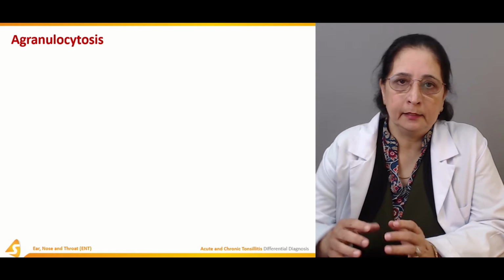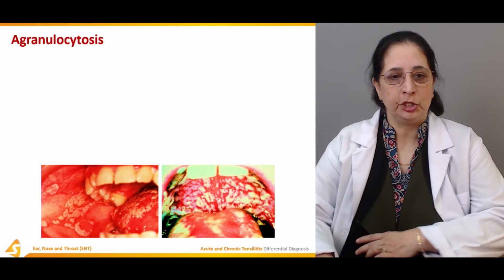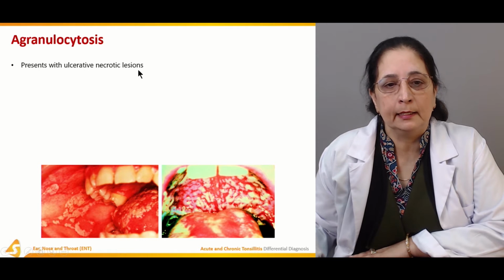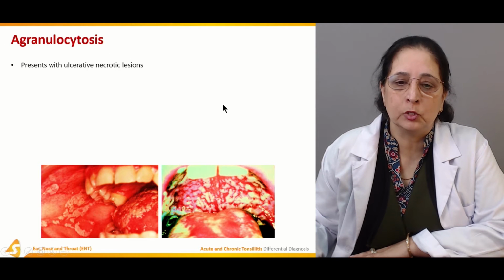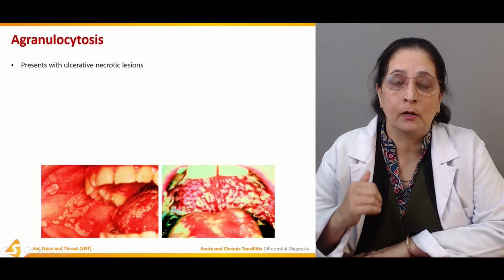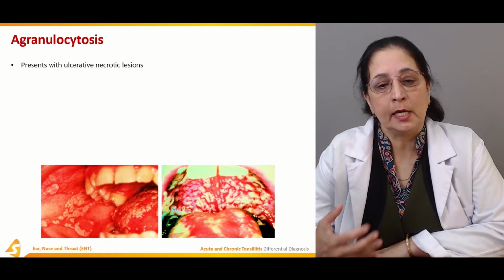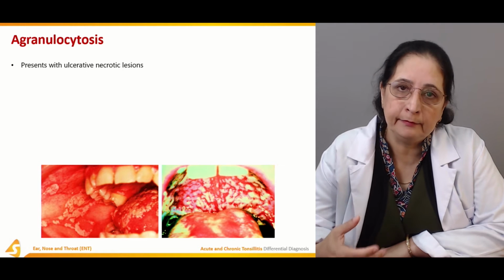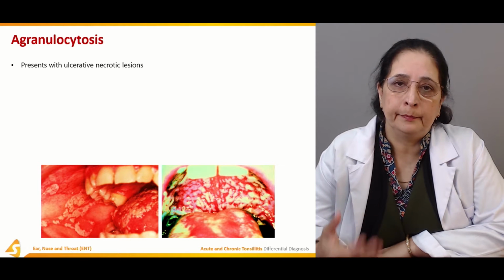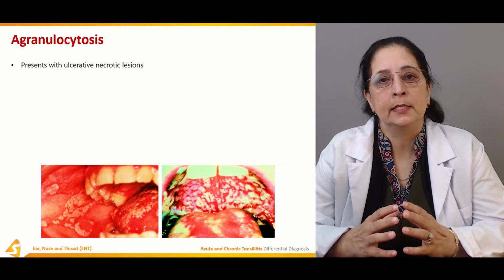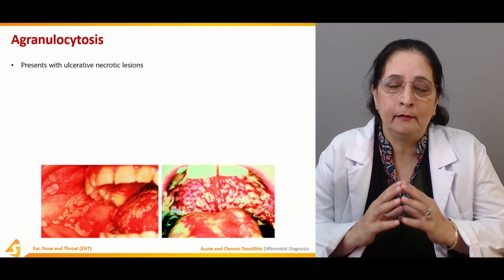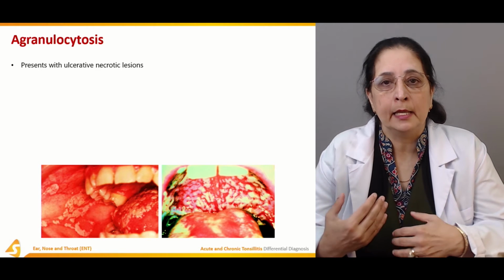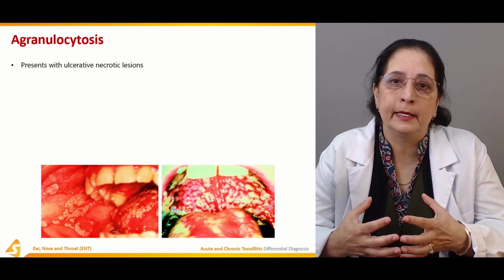Agranulocytosis, another differential diagnostic condition, which presents with ulcerative necrotic lesions. A-granulocytosis. A is absence of granulocytes. Granulocytes are the cells like neutrophils, which are very, very effective in the protection against the foreign invaders and different infections. So when there is deficiency or no granulocytes are present, then the body is prone to different infections.